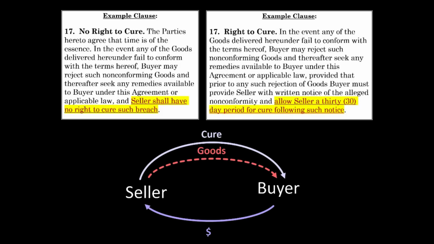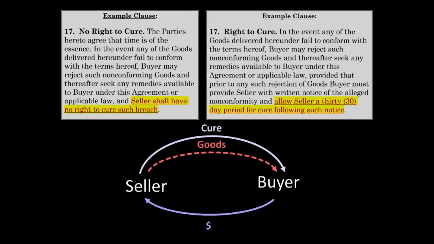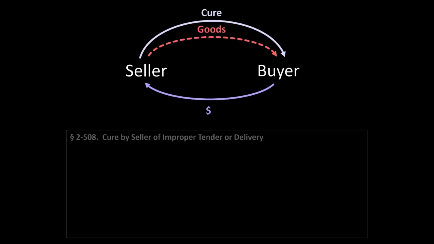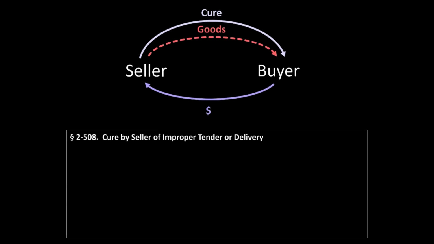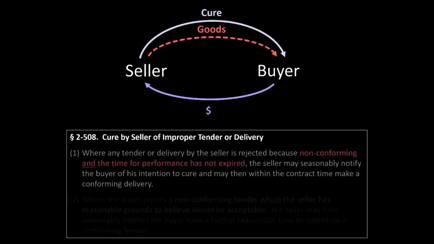Press pause now to carefully read these two example contract excerpts to see what such contractual language might look like. In the absence of the parties' agreement on the seller's right to cure, Section 508 of Article 2 operates as a gap filler, a default rule. 508 articulates two situations where the seller has a legal right to cure. Let's start with subsection 1 first.